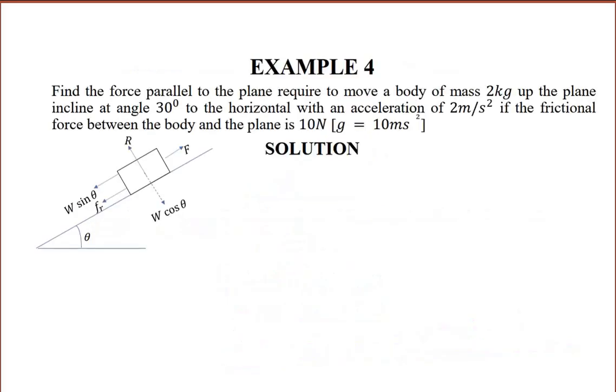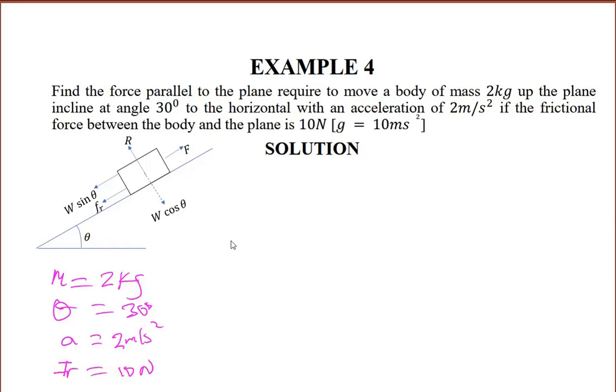So let's take an example. If the force parallel to the plane required to move a body of mass 2 kg up the plane, inclined at an angle of 30 degrees to the horizontal, with an acceleration, now we were given the acceleration, which is 2 meter per second squared, if the frictional force between the body and the plane is 10 Newton. Now this time we were given the frictional force.